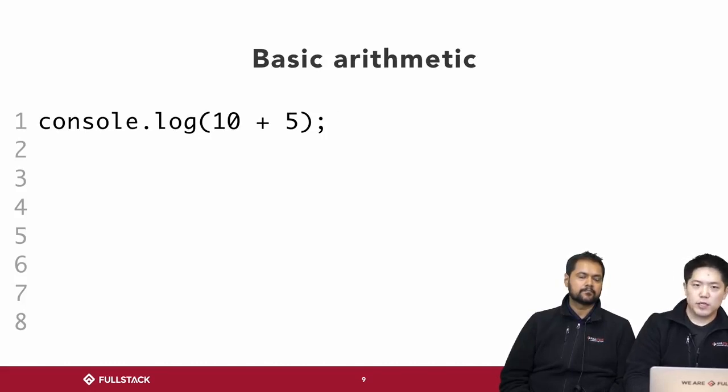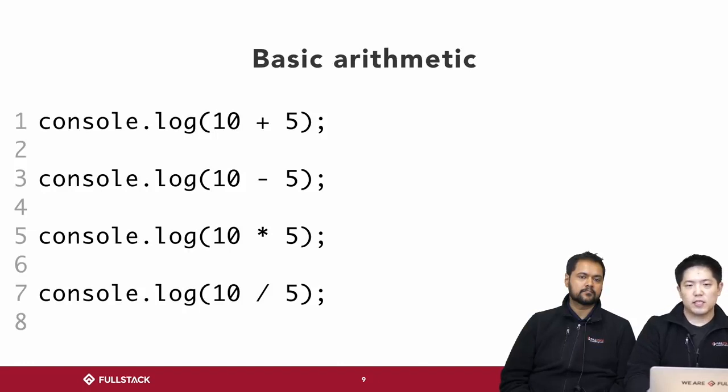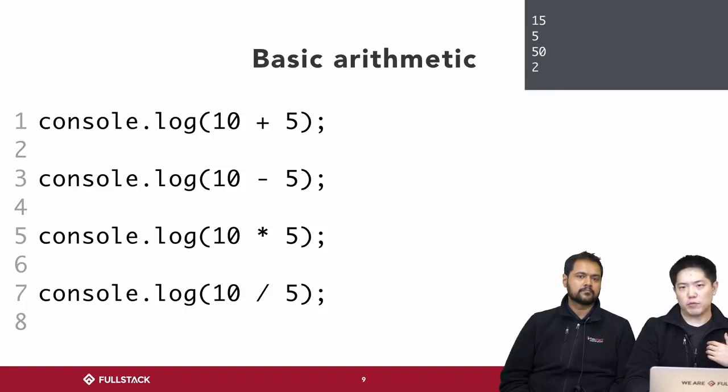So, basic arithmetic. Here we can see things like 10 plus 5, 10 minus 5, 10 times 5. These operators, the plus, minus, multiply, divide, all work on number types, right? So we get back the things that we expect from mathematical operators: 15, 5, 50, and 2.